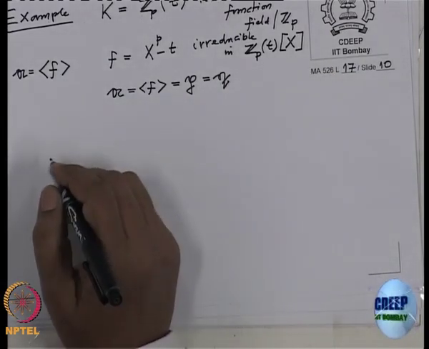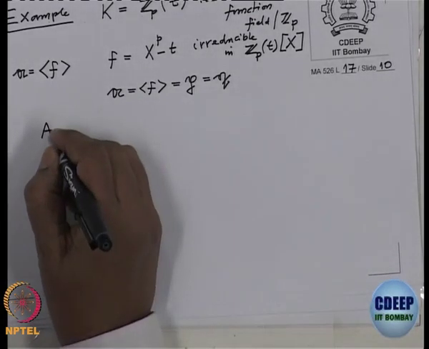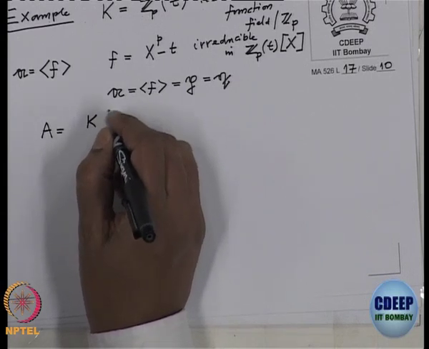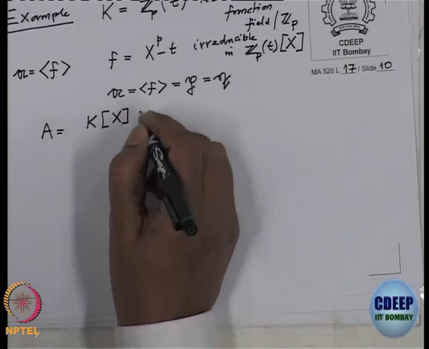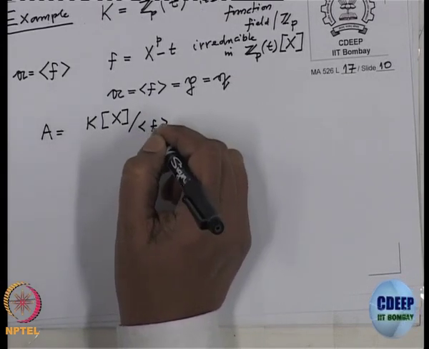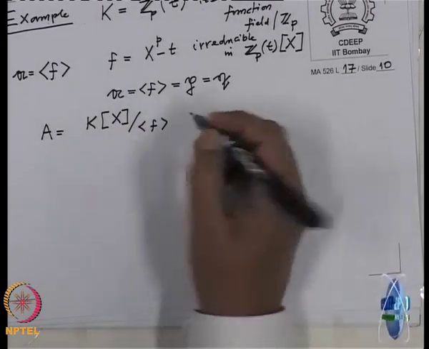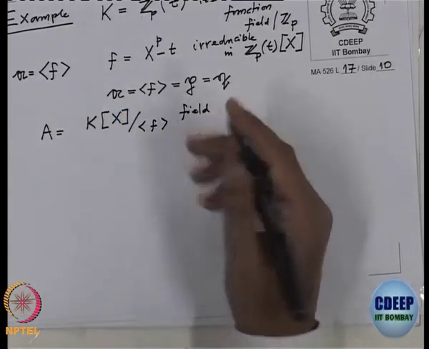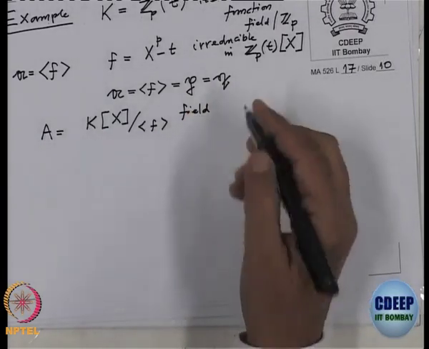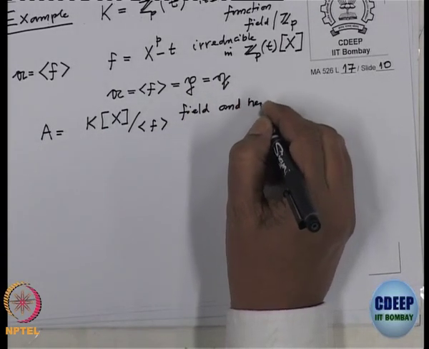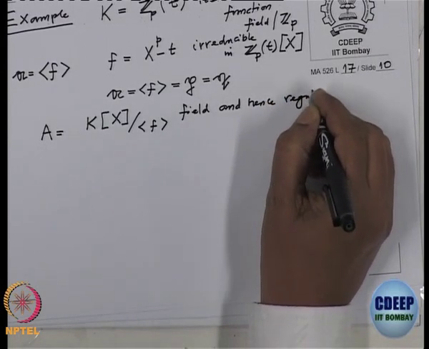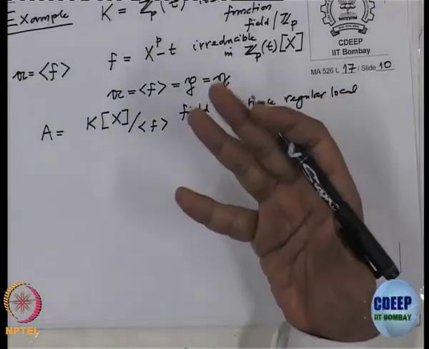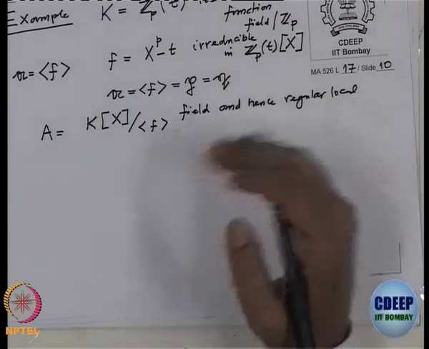So, now what is our ring A? A is K x mod f. F is irreducible, this is a PID, therefore, this is actually a field. The ring is a field, and fields are regular local. Fields are local because 0 is the only maximal ideal, or 0 is the only ideal, and this is regular local. So, A is regular local.